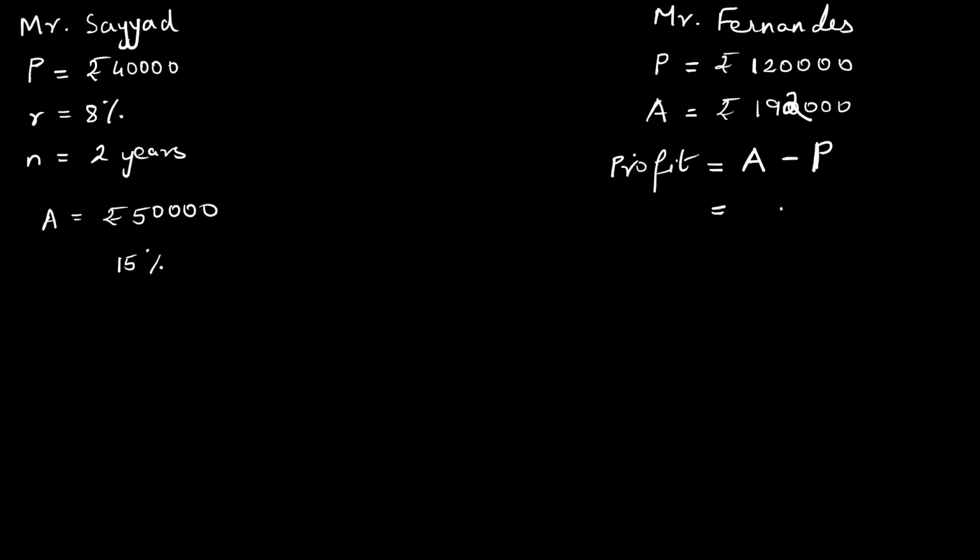I'm just explaining. We'll come back. I'll tell you when to write this again. But let's do A minus P. So A is 1,92,000 minus 1,20,000, which is equal to how much? 72,000. Okay, but again I told you, we don't want profit.